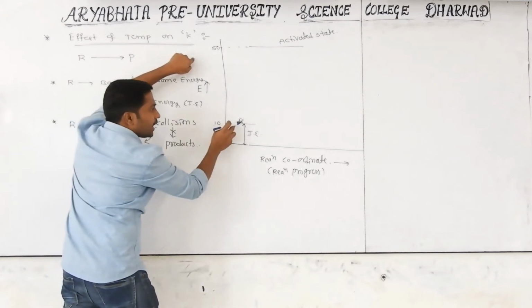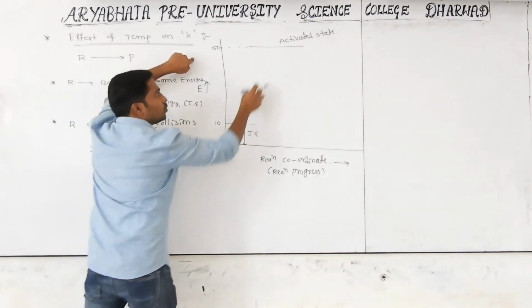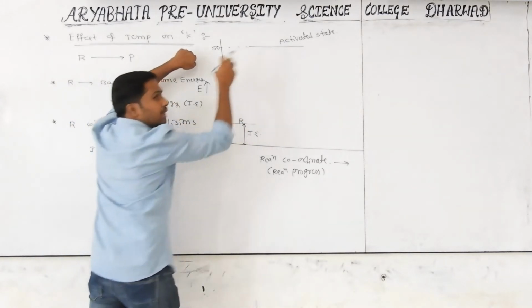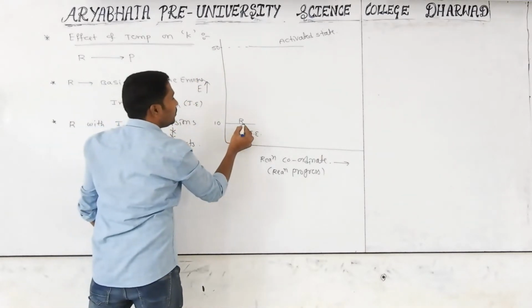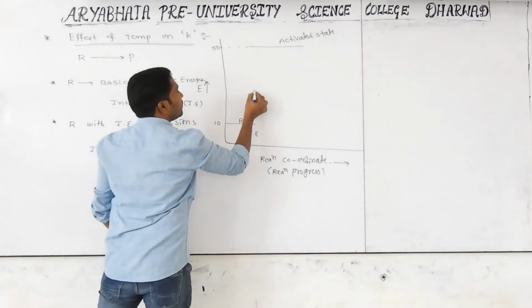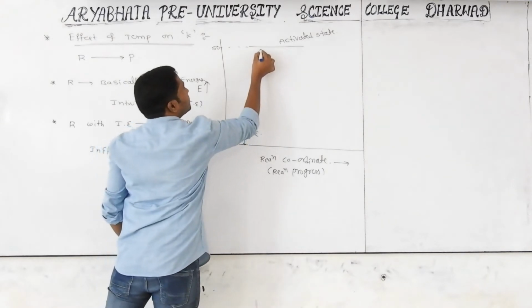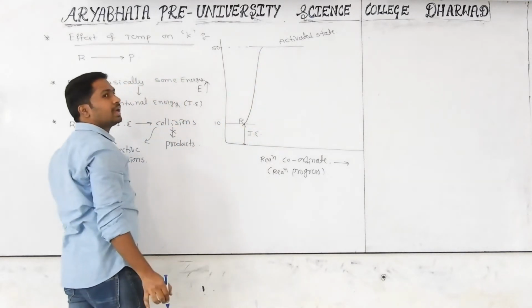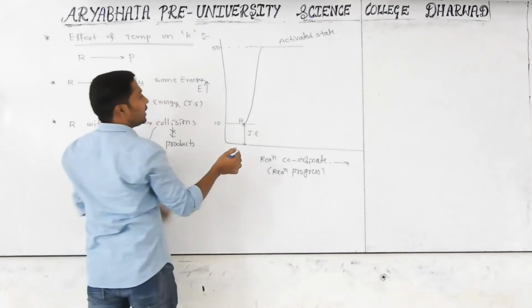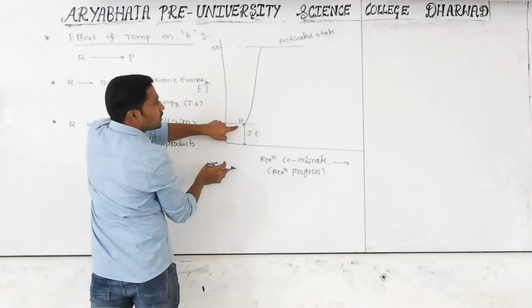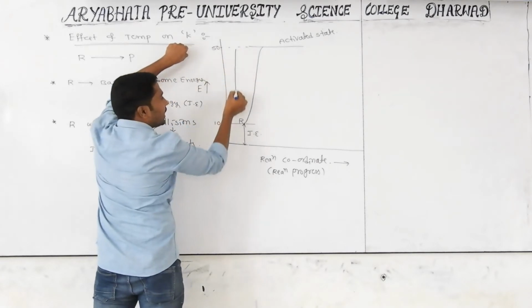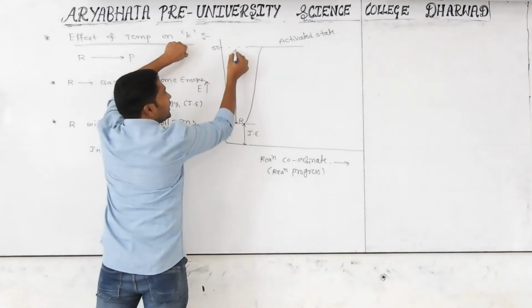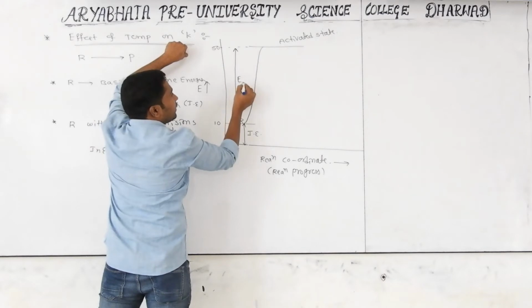Now, what does the reactant have to do? The reactant has to go to this activated state. What do they have to do? They will absorb some energy. Then only will the reactants go into a higher energy state. That is what we call the activated state. How much energy is required for the reactant to reach the activated state? That is what we call one more energy. It is EA.